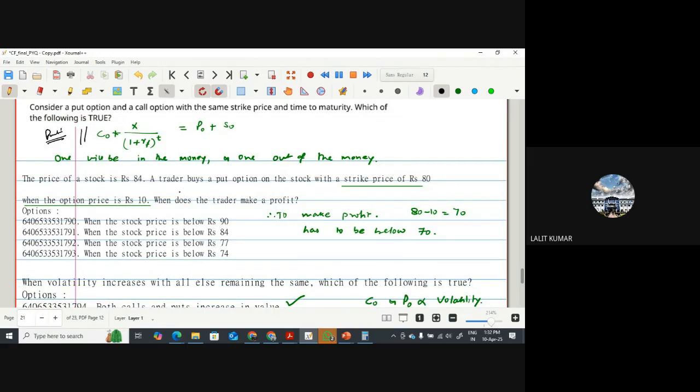The price of a stock is ₹84. A trader buys a put option. He buys a put option on the stock with a strike price of ₹80 when the option price is ₹10. When does the trader make a profit? So the trader will make a profit only when the price goes below 70. In all other scenarios, he will have a loss.